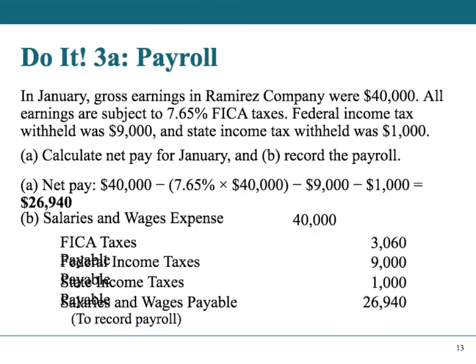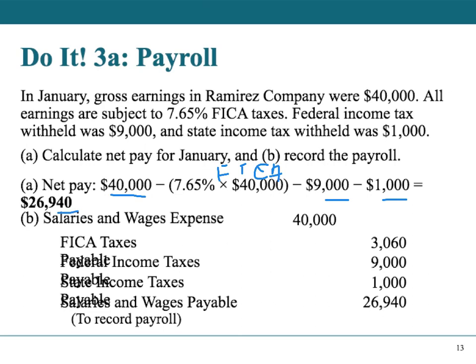And here is a small exercise. In January, gross earnings for Ramirez Company were $40,000. All earnings, so again, all earnings are below 127. That's why they're subject to the full amount of FICA. Federal income tax withheld was 9, state income tax 1,000. What's your net pay? And then record the payroll. How do you know net pay? Take your gross, subtract all withholdings. The first one is FICA, right? FICA, it's hard to write with this pen now. Then also federal and state income tax withholdings, and here's your net pay, the total amount.